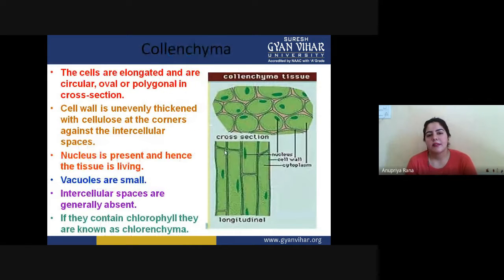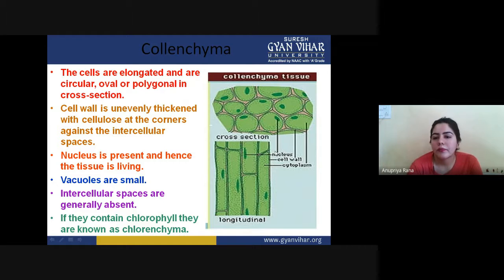Next is our cell, collenchyma. These cells are elongated and are circular, oval, or polygonal in cross section. So they are also like parenchyma. They can be elongated, circular, oval, and polygonal, depending on which area they are present in. Cell wall is unevenly thickened with cellulose at the corner against the intercellular space. This is a new feature, or you can say a little modification of parenchyma, that is collenchyma.